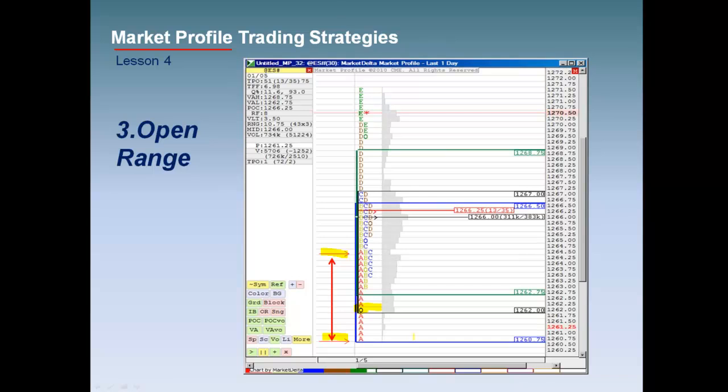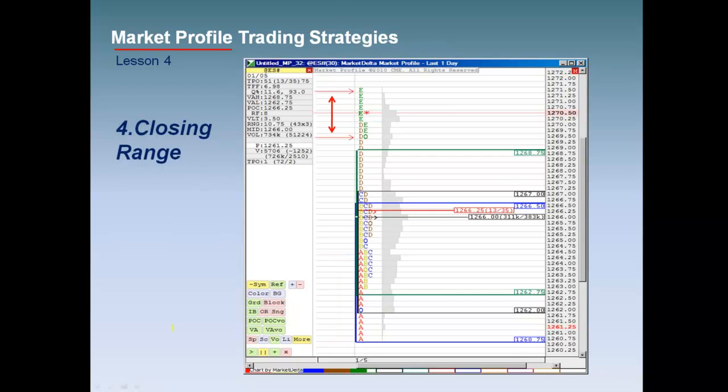And I will explain to you a little bit later why it is important for us to keep track of the open range. And hopefully you've also been actively collecting numbers for the study that I asked you to perform in the last lesson, because it does ask you to include the numbers for the open range for each day.